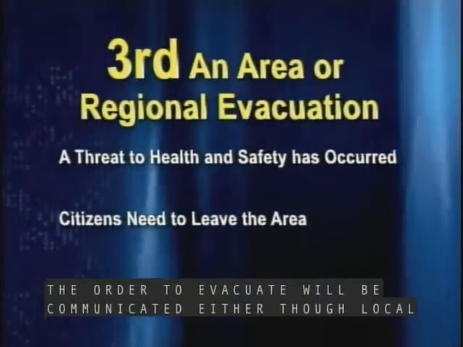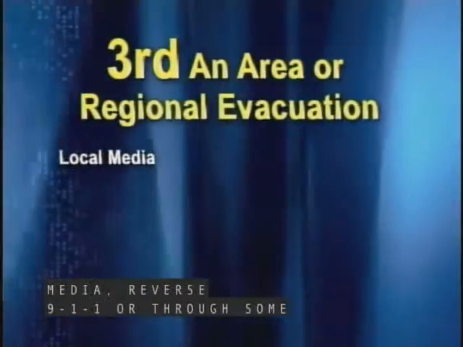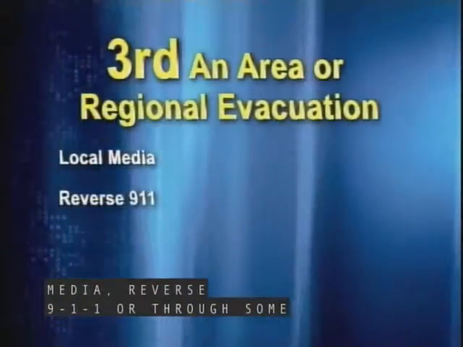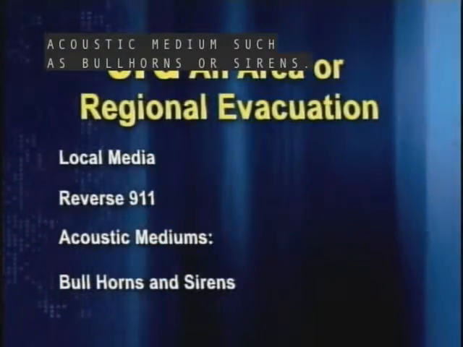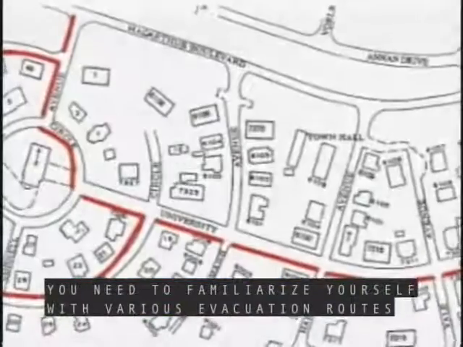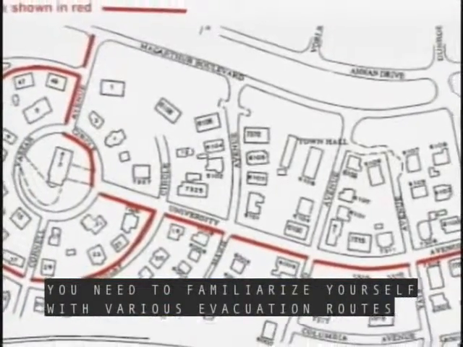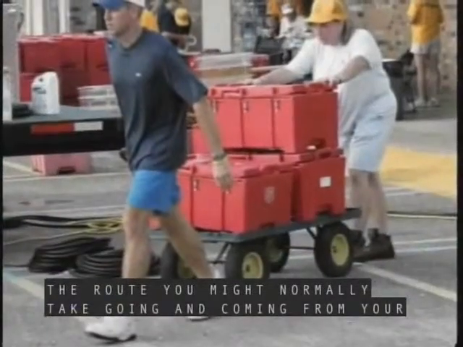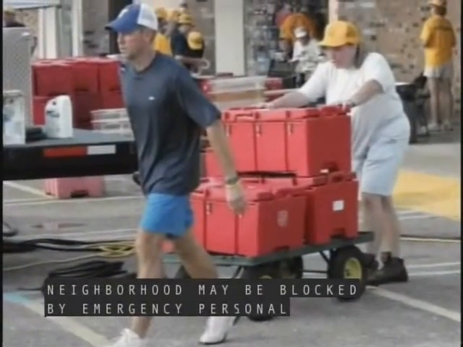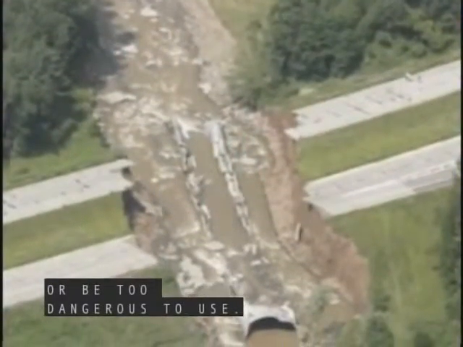The order to evacuate will be communicated either through local media, reverse 9/11, or through some acoustic medium, such as bullhorns or sirens. Just as with your home or workplace, you need to familiarize yourself with various evacuation routes away from your immediate area. The route you might normally take going and coming from your neighborhood may be blocked by emergency personnel or be too dangerous to use.